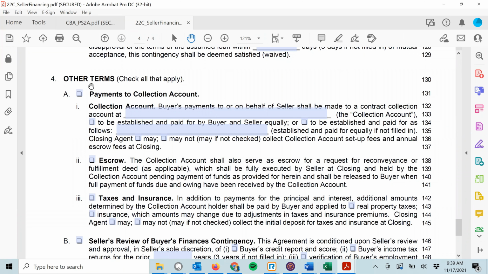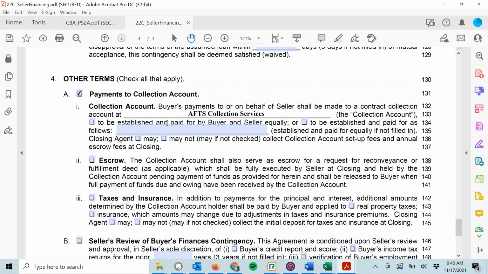So paragraph 4 says, do we want to use a collection account? And I always use a collection account, and I use AFTS Collection Services. They're national. They've been around for decades. They do a great job, and they're right here in Seattle. So I would consider using them.